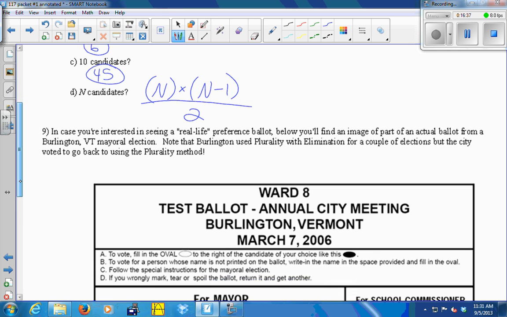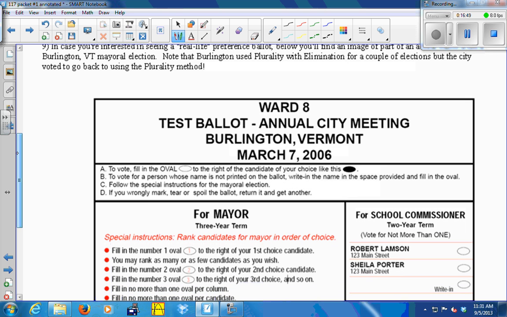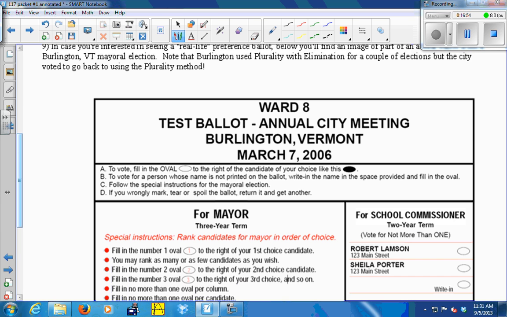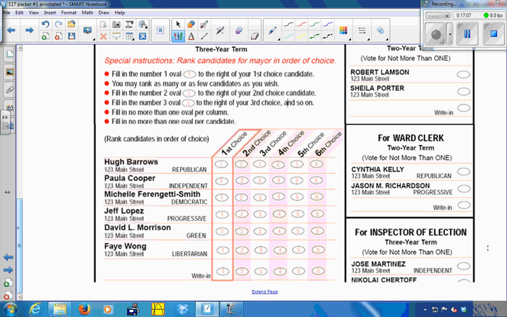And in case you're interested in seeing a real life preference ballot, like something you would go to vote and they would hand you, this is part of an actual ballot from a Burlington, Vermont mayoral election. Burlington, Vermont used plurality with elimination for a couple of elections. So that's the one we learned at the beginning of class today. But the city voted to go back to using regular old plurality after a couple of elections. So you can see they had 1, 2, 3, 4, 5, 6 candidates, and you had to rank them from 1 to 6.